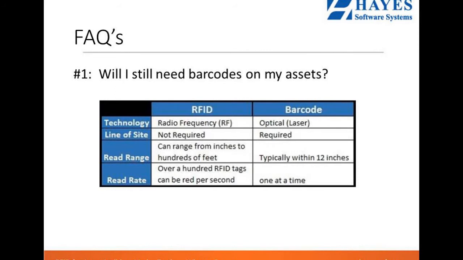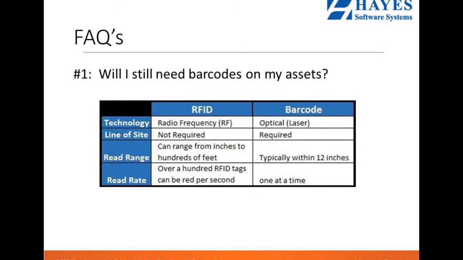I hear lots of questions about implementing RFID, and I thought you may find some value if we covered our top three. So let's start with, will I still need barcodes on my assets? The answer is yes. Barcodes on assets will still be necessary for daily tasks performed. Daily tasks like site-to-site transfers, room-to-room transfers, being able to look up an asset really quickly and see details, and of course assigning devices to students and staff.